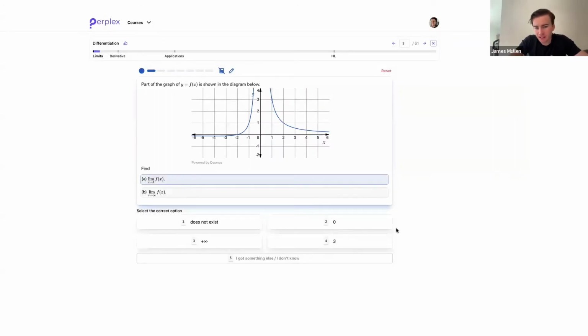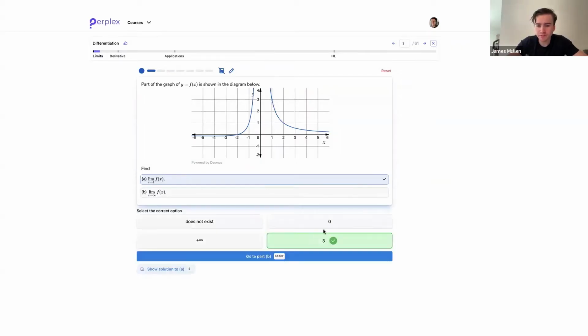I'll give you 10 seconds to think about this, and I'm going to immediately go over how to do it. So I have a graph here that shows me y is equal to f of x. And I see that this graph has a hole at 1, comma 3. And the question is asking me to find the limit as x approaches 1 of f of x. So what does the function do as I get closer and closer to x equals 1? It gets closer and closer to 3. So the limit is 3.